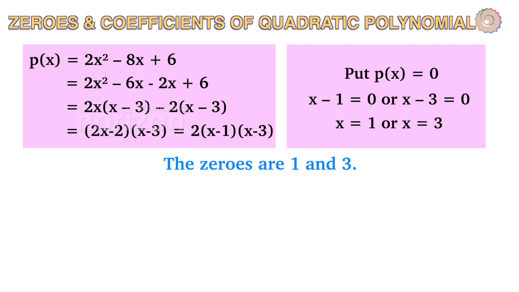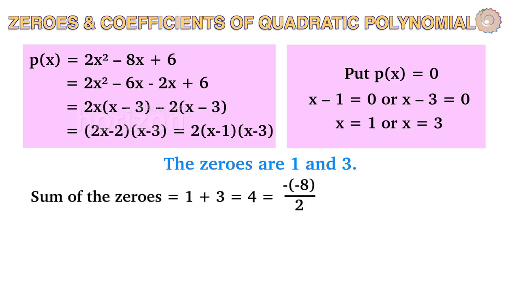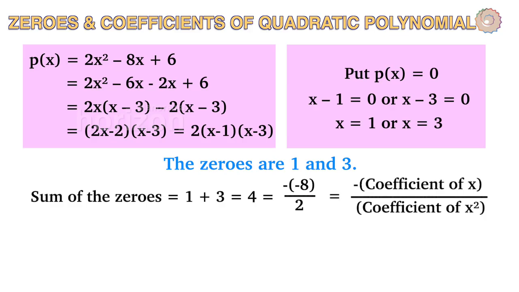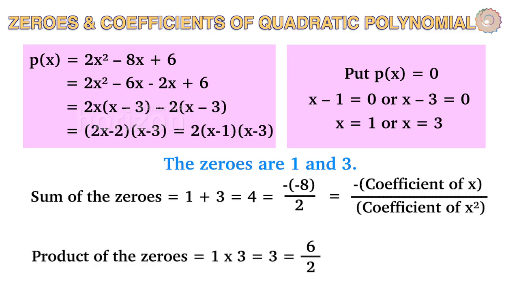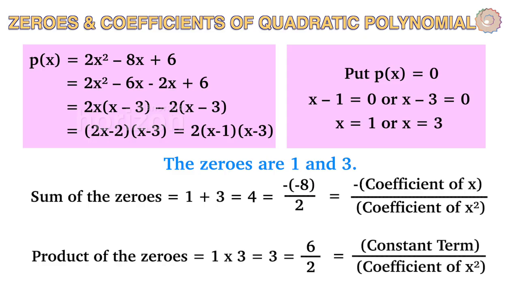Comparing them with the coefficients of the polynomial, we get sum of the zeros equals 1 plus 3, which is equal to 4, which can be written as minus of minus 8 by 2, and that is equal to minus of coefficient of x divided by coefficient of x square, and the product of the zeros equals 1 into 3 equals 3, which can be written as 6 by 2, which is equal to constant term divided by coefficient of x square.